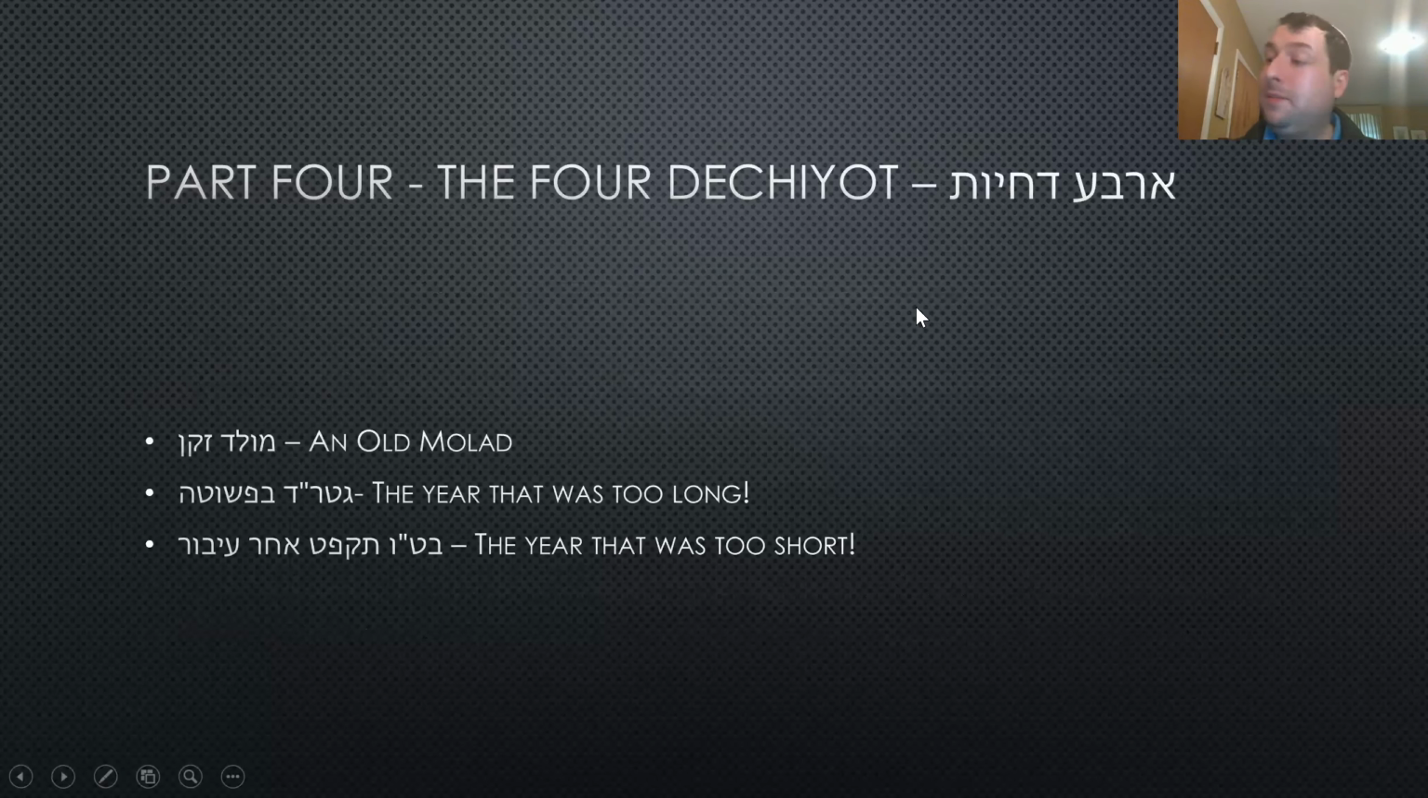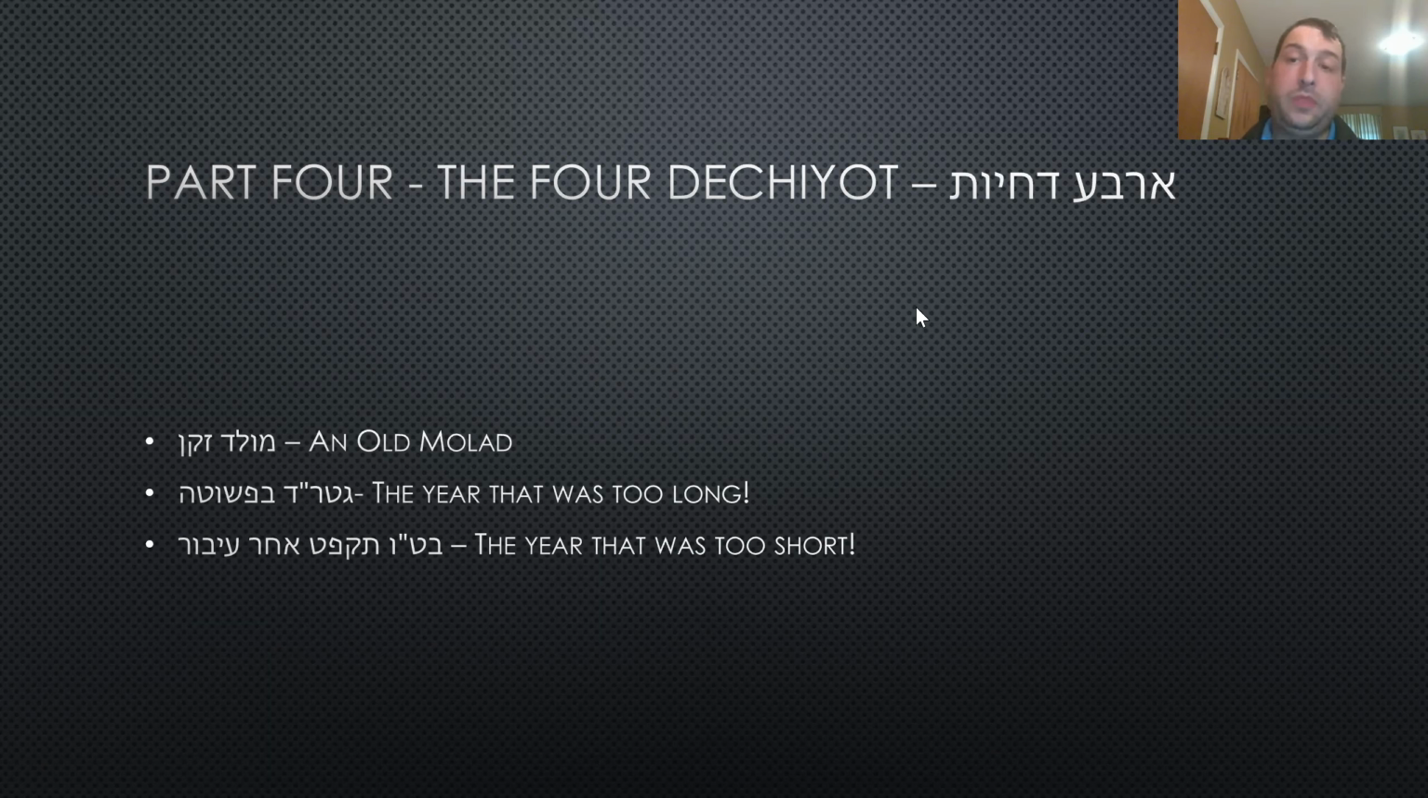Okay, so we have a little bit more time. I'm going to go for another 10 minutes or so. And I just want to go through the other 3 of the Arba Dechiot, the 4 rules that determine when Rosh Hashanah is and what type of year it is.